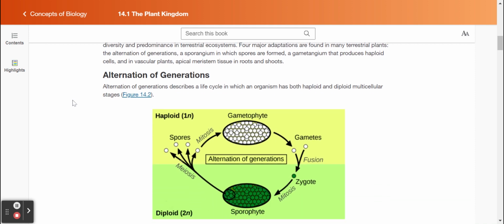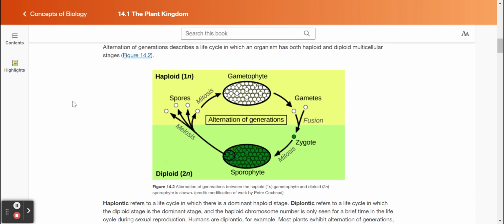Alternation of generations. Alternation of generations describes a life cycle in which an organism has both haploid and diploid multicellular stages. Figure 14.2. Alternation of generations between the haploid, or 1N, gametophyte and diploid, 2N, sporophyte is shown.